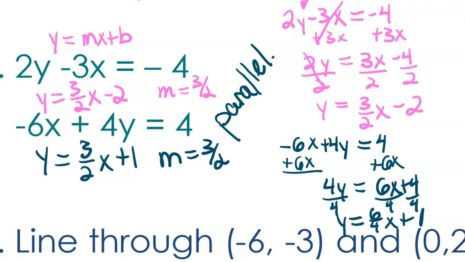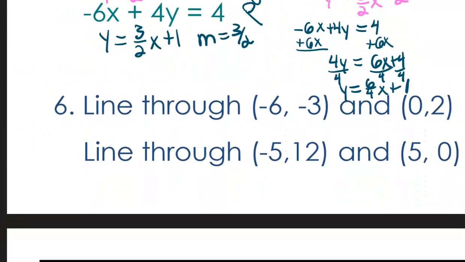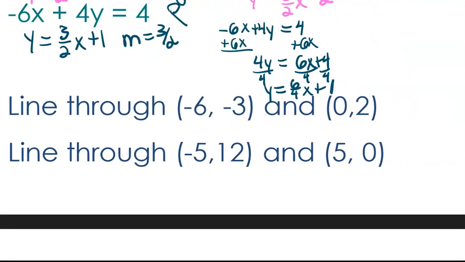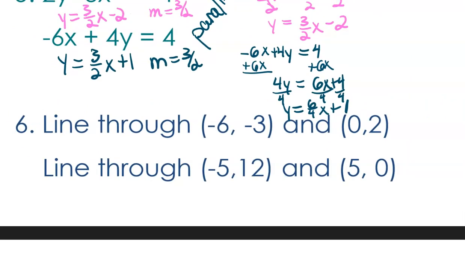Okay, one more example here, and this one is a little different. Alright, so we have some information about these two lines. The first line goes through the points -6, -3, and 0, 2, and the second line goes through -5, 12, and 5, 0. So with this, what we need to do is again identify the slope of these lines.